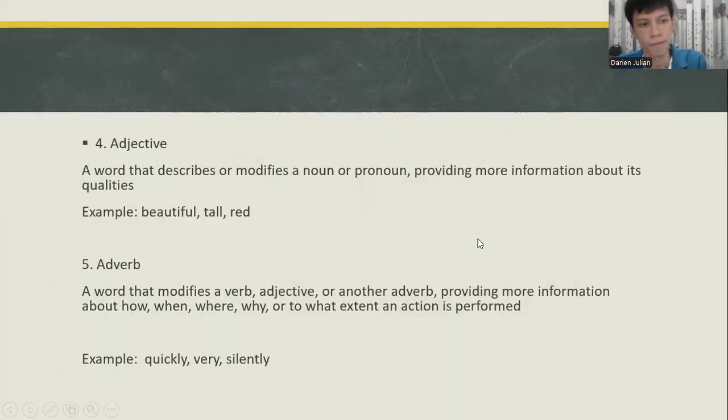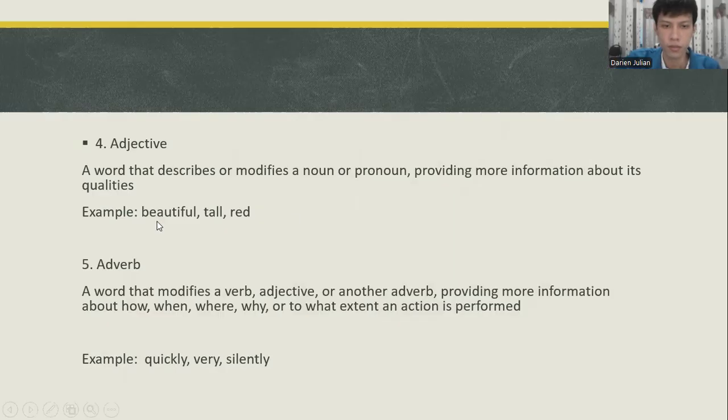Four is adjective. Adjective is a word that describes or modifies a noun or pronoun, providing more information about its qualities. Example, beautiful, tall, red. Five is adverb. Adverb is a word that modifies a verb, adjective, or another adverb, providing more information about how, when, where, why, or to what extent an action is performed. For example, quickly, very, silently. Adverbs can also describe adjectives, as in very happy, and other adverbs, as in he spoke extremely slowly.